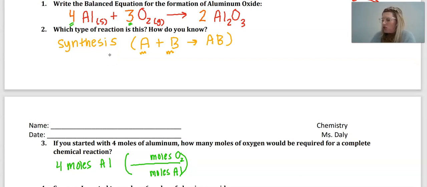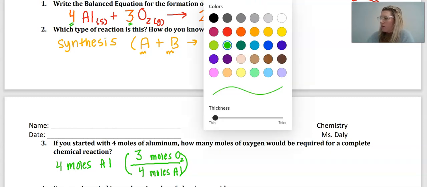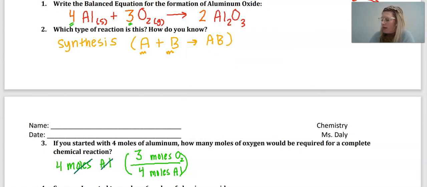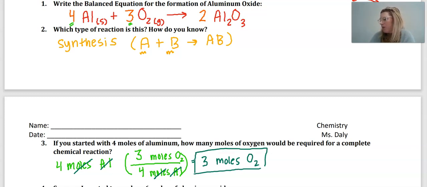And we pop back to our balanced equation and we just plug in that coefficient from our balanced equation. So for moles of oxygen, that's 3 per 4 moles of aluminum, and moles of Al cancel. So we get 4 times 3 divided by 4, which is going to give us a total of 3 moles of O2. Beautiful.